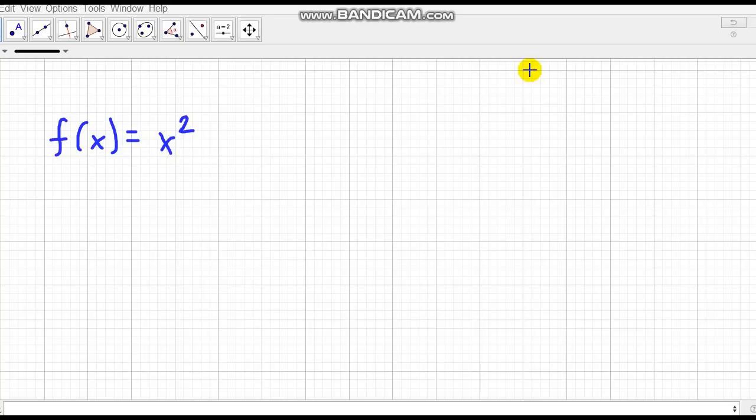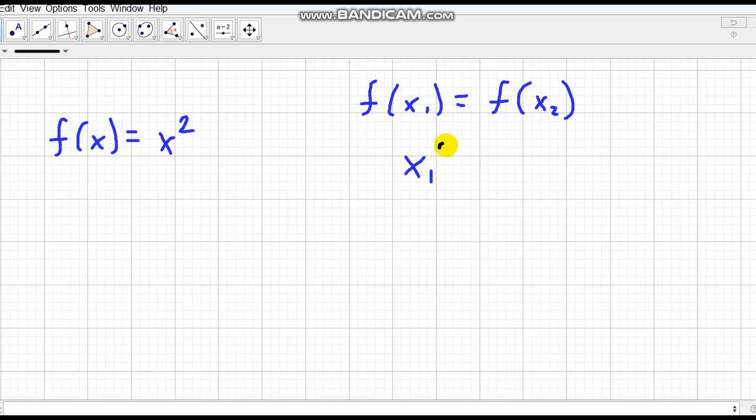Next, let's try f of x is equal to x squared. So let's try to show whether it is one-to-one or onto. So we're going to do the same thing as what we did earlier. So we have f of x sub 1 is equal to f of x sub 2. Then we should be able to show here at the end is x sub 1 is equal to x sub 2. Therefore, we'll have x sub 1 squared is equal to x sub 2 squared.